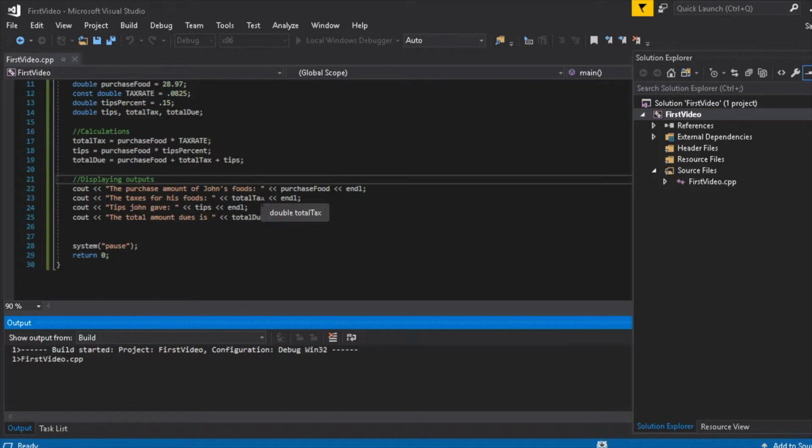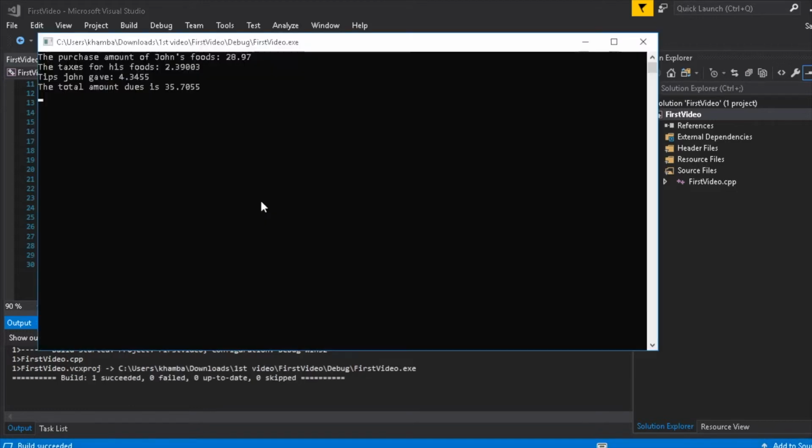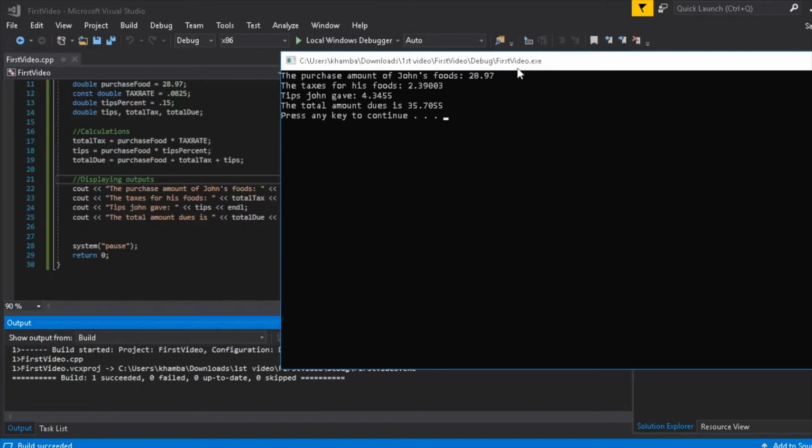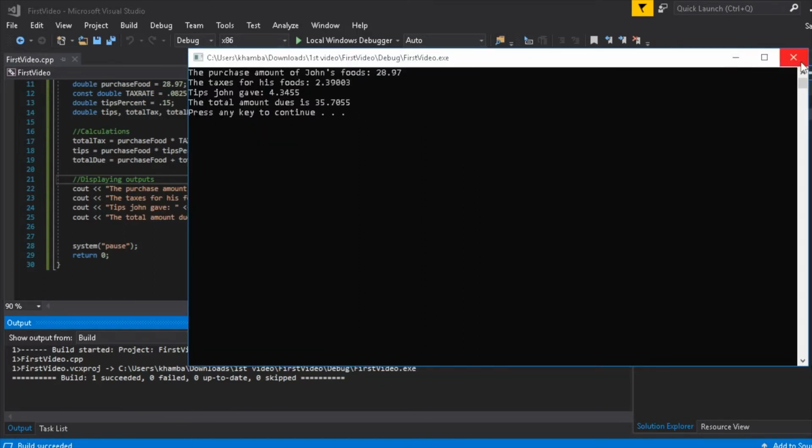It's processing now. Let's give some time to process it. See, the purchase amount is 28.97. The taxes is 2.39003. Tips John gave is $4.34, and total is this one. Okay, you can see from here this has 2 decimal points, this has 5, this has 4, and this has 4. To make this look nicer, we have to include the set precision.